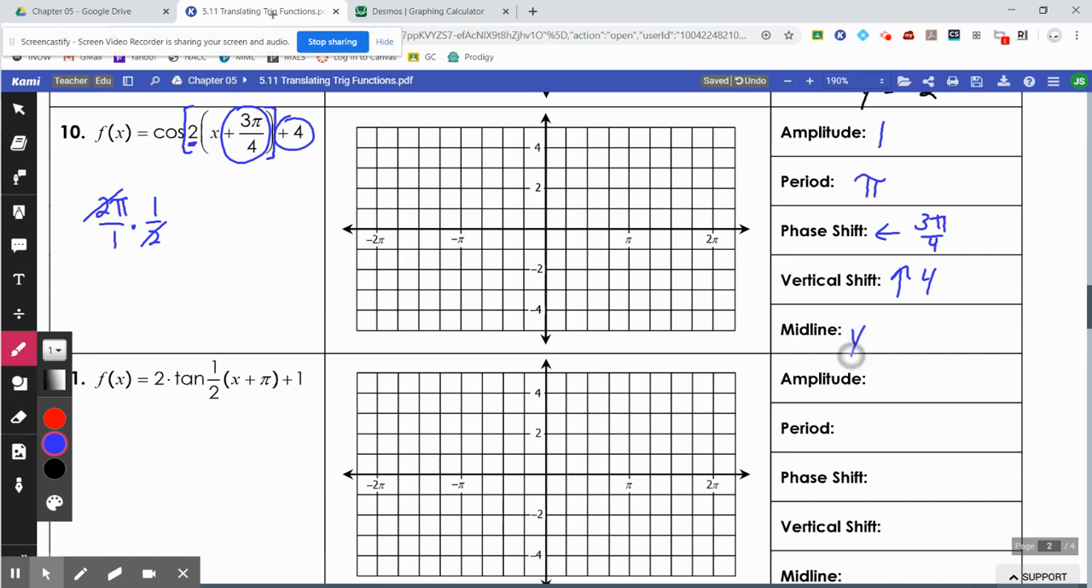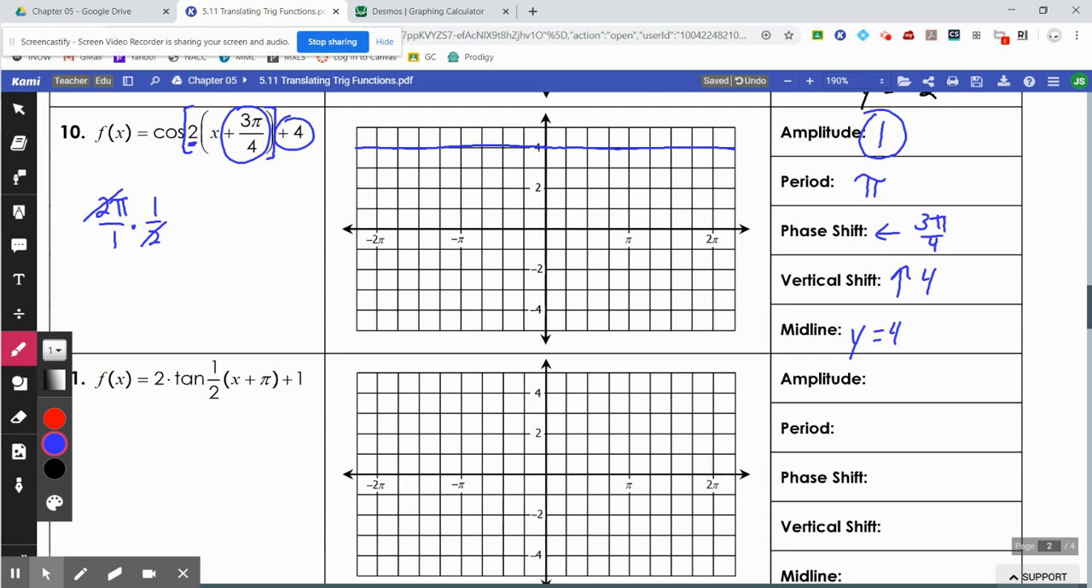So therefore, we now have a midline at y equals 4. You can sketch that midline if it helps. That's kind of like your new x-axis that you're going to use. It's going to go up and down from there, and it's going to go up and down this much. That's how far it is to the maximum and how far it is to the minimum.